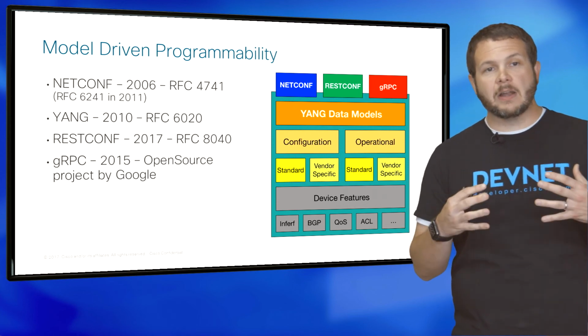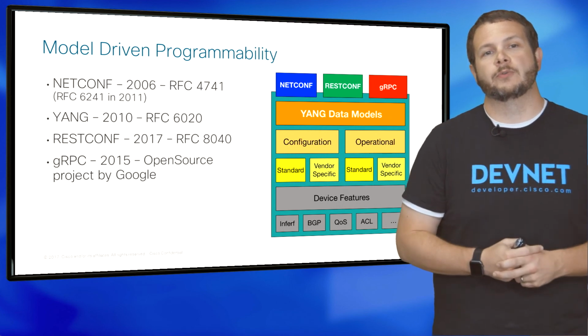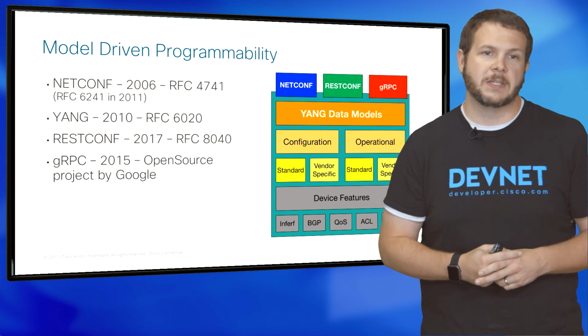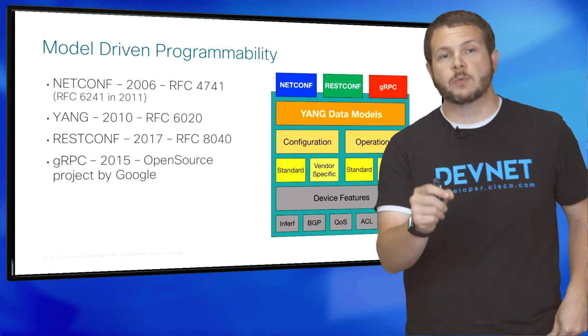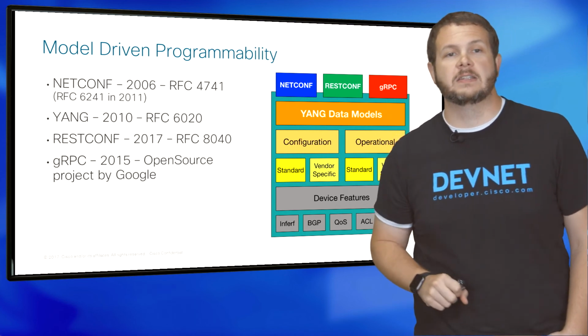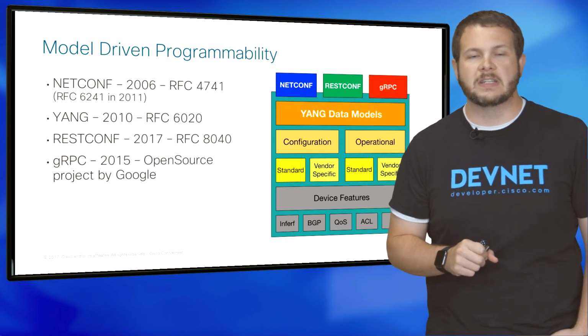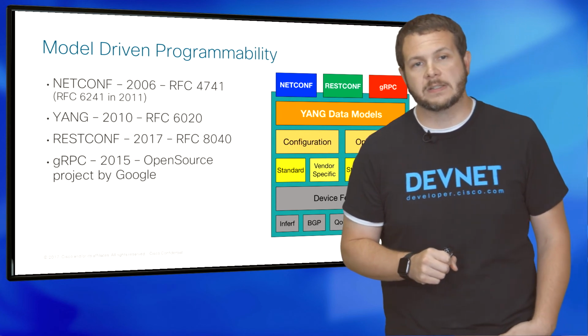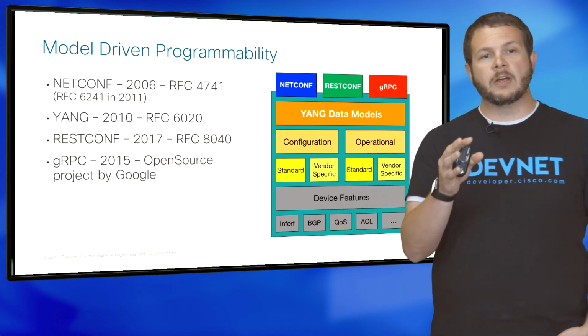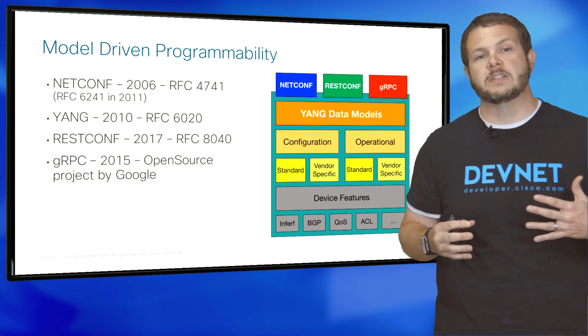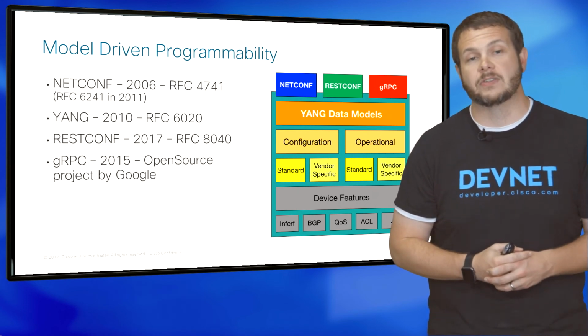Now the Yang data models are exposed to the outside world through different transport protocols: NetConf, RESTconf, and gRPC. Now NetConf was the first one that we had, and that's what we're going to talk about in this lesson. But we also have RESTconf as the newest kid on the block with a standardized RFC in January of 2017. And then an open source project by Google, gRPC, is a standard mechanism for interfacing with lots of different types of systems, not just networking.